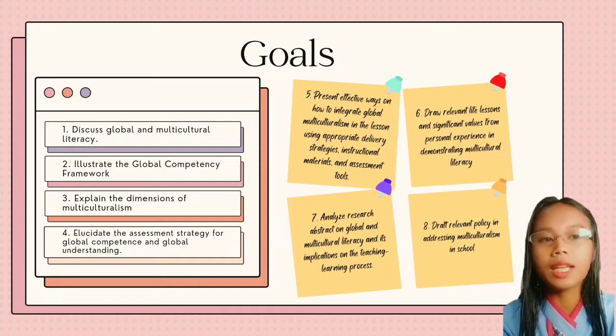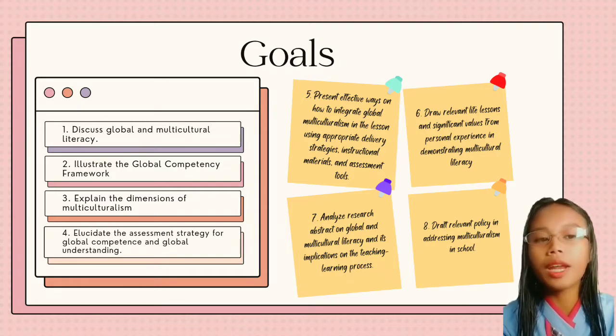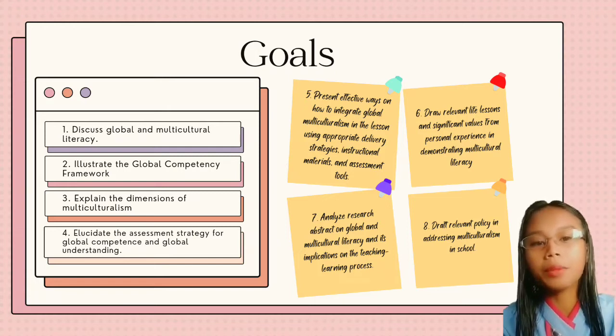Number 5, present effective ways on how to integrate global multiculturalism in the lesson using appropriate delivery strategies, instructional materials, and assessment tools. Number 6, draw relevant life lessons and significant values from personal experience in demonstrating multicultural literacy. Number 7, analyze research abstract in global and multicultural literacy and its implications in the teaching learning process. And last, draft relevant policy in addressing multiculturalism in school.